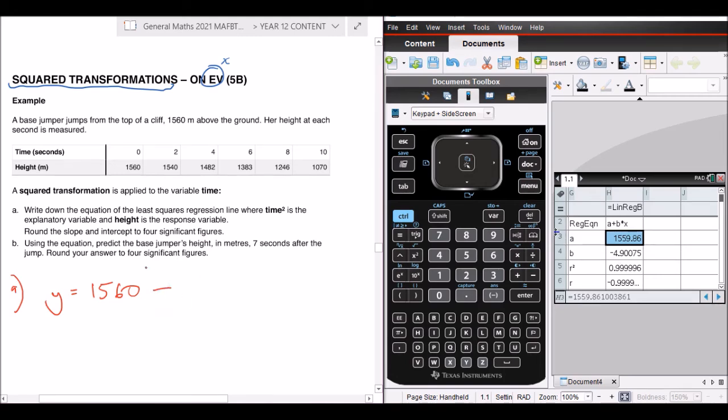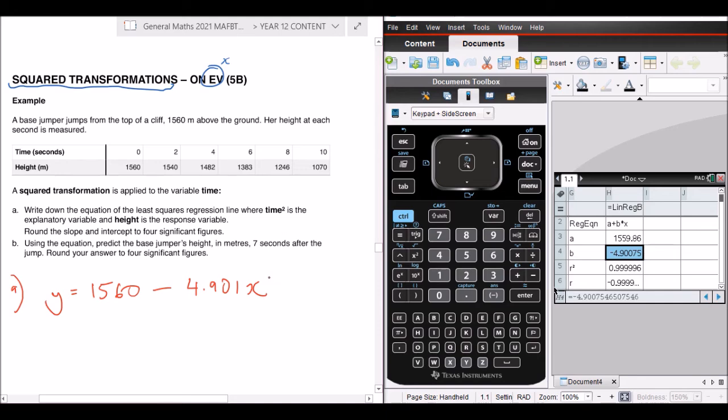And it says here, we're going to round it to 4 sig figs. So 4.900. Remember, any 0 after the decimal point at the end is important. So these 2 zeros are important. That 7 influences that 0. So it becomes 4.901x. Okay, so there's my formula.